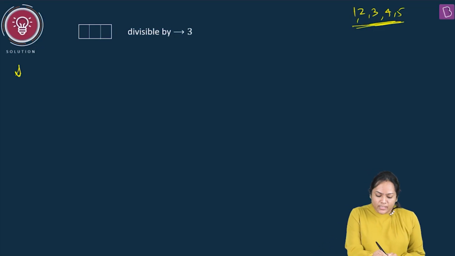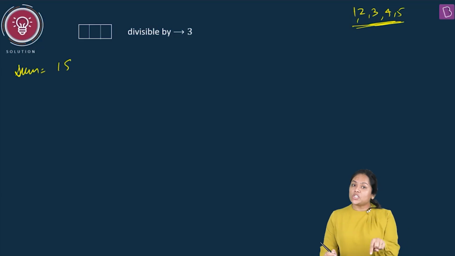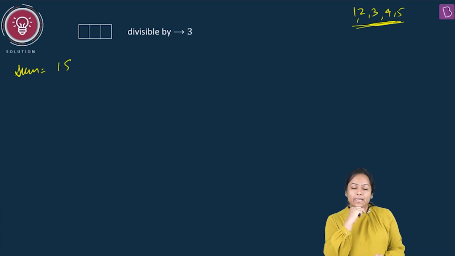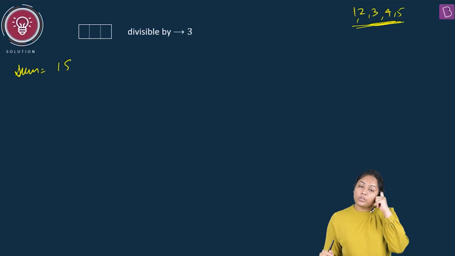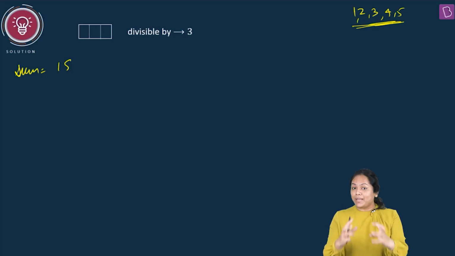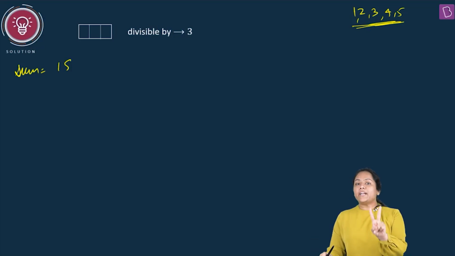The sum actually is coming out as 1 plus 2 plus 3 plus 4 plus 5, which is 15, divisible by 3. But I cannot take all the 5 numbers. I have to take only 3. That means I have to exclude 2 numbers, right? And which numbers should I exclude? Well, their sum again should be divisible by 3, such that the remaining sum is again divisible by 3. Understood? So I have to find 2 such numbers whose sum is divisible by 3.